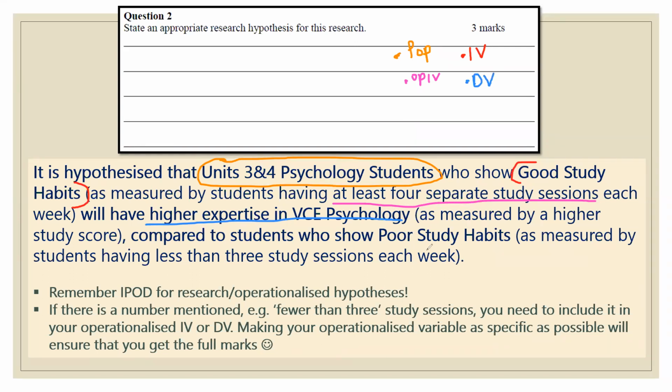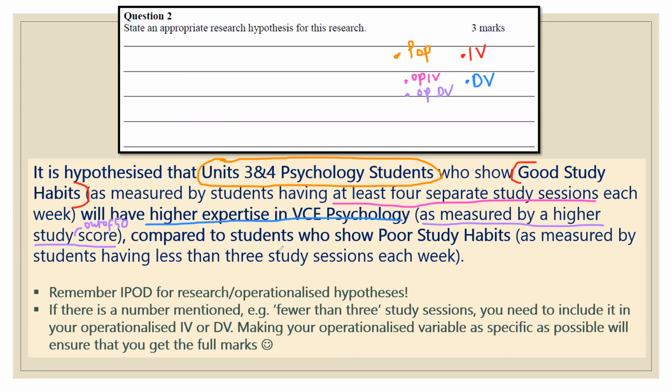Okay, now again in the brackets, I'm operationalizing that. So let me just use a different color, maybe purple. Okay, as measured by a higher study score, and you could say out of 50. Okay, that would be the operationalized DV. That's how we're measuring the DV. Okay, so the purple one is the op DV.